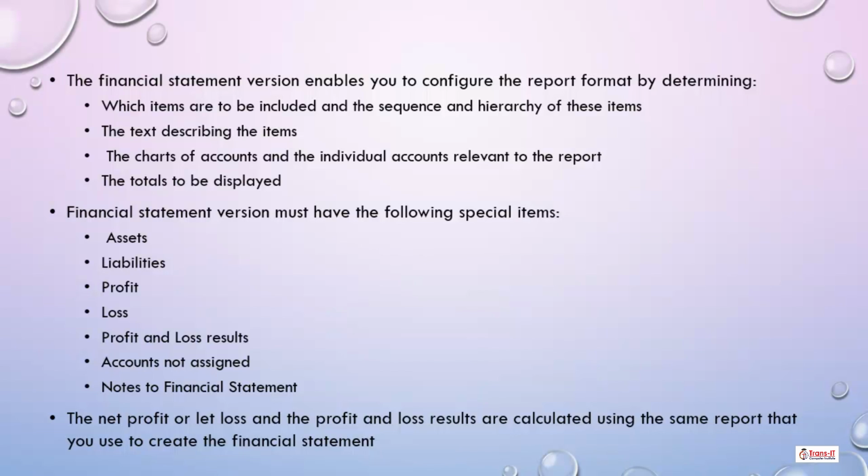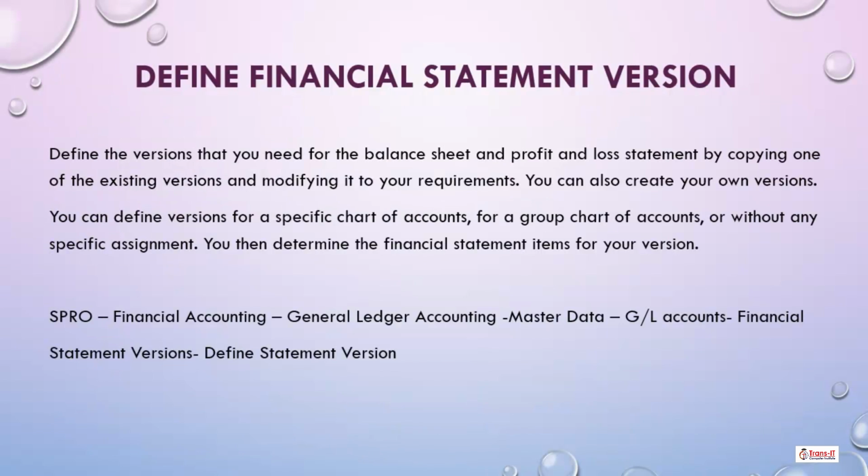Financial statement version must have the following special items. First is assets, second is liability, third is profit, fourth is loss, fifth is P&L result, sixth is account not assigned, and seventh one is notes to financial statement. The net profit or net loss and the profit and loss results are calculated using the same report that you use to create the financial statement.